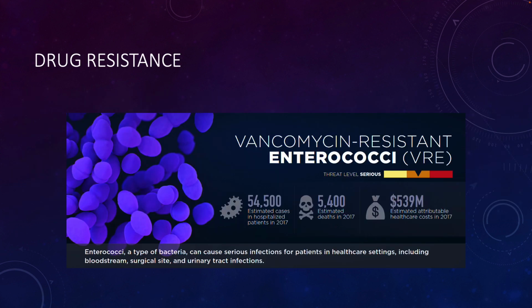So again, from the CDC, vancomycin-resistant enterococci, VRE, 54,000 estimated hospitalized patients, 5,400 deaths, which led to an additional $540 million in healthcare costs. So again, these are pretty dangerous infections that are increasingly antibiotic resistant. And so as a healthcare provider, it's really important that not only are you aware of these antibiotic resistance trends, but that you are competent in diagnosing the different infections and can think about how to do testing to determine which antibiotics you should use, and then finally, which antibiotics you should use.